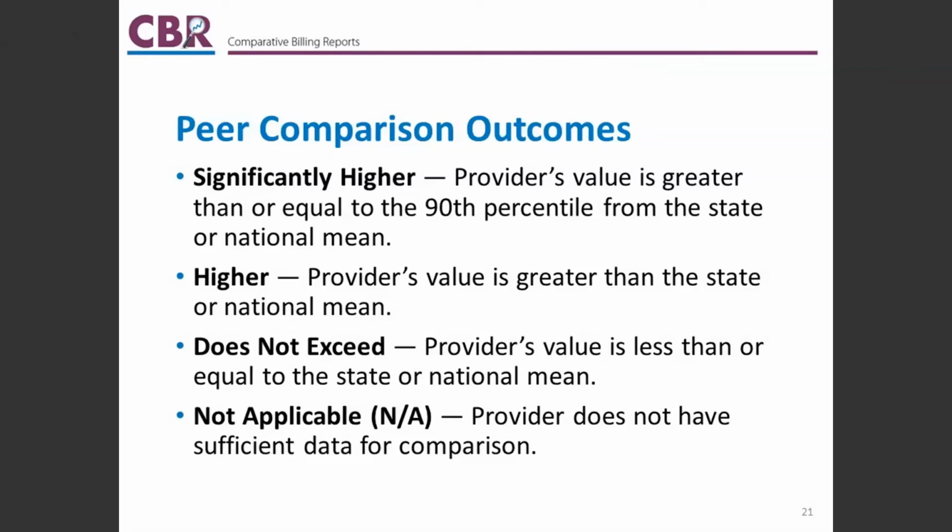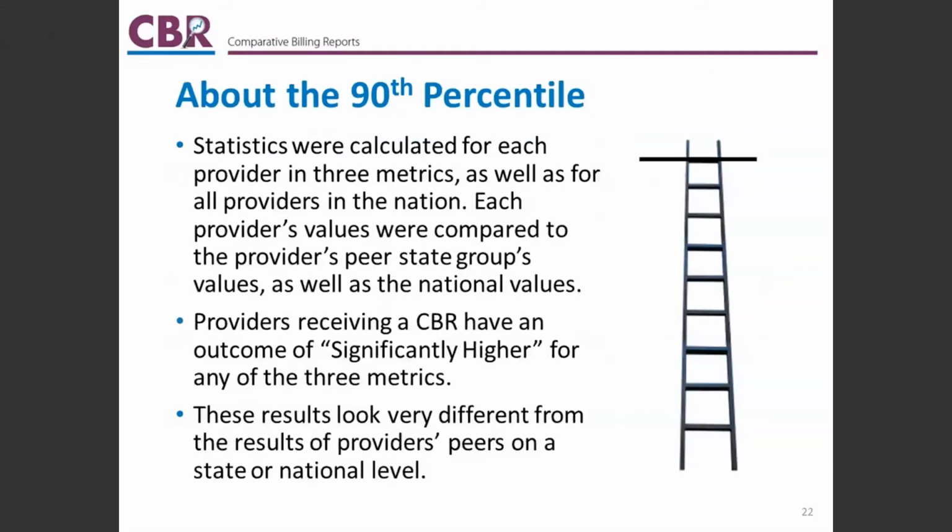The significantly higher outcome indicates that the provider's value is greater than or equal to the 90th percentile from the peer, state, or national mean, and is part of the criteria for receiving a CBR 202205. In order to talk exactly about how we calculate the 90th percentile, let's go to our next slide. I think that the visual on this slide can help us to understand the true meaning of the 90th percentile. It is important to fully understand these outcomes as they are criteria for the receipt of a CBR.